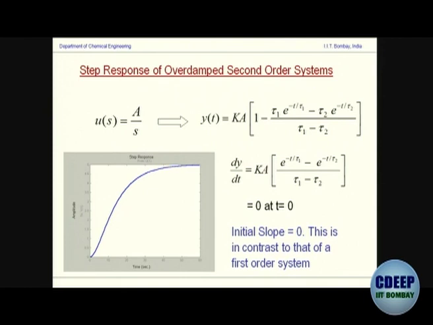So, now we can see that as t tends to infinity, the steady state value of y(t) will be A k. A is the amplitude of the step and k is the gain, so it will go to A k. This is true of overdamped systems. You see that there is no oscillatory behavior here, it is a monotonic increase, there is a little inflection point here and another inflection point here, but there is no oscillatory behavior. So, this is true of overdamped second order systems.